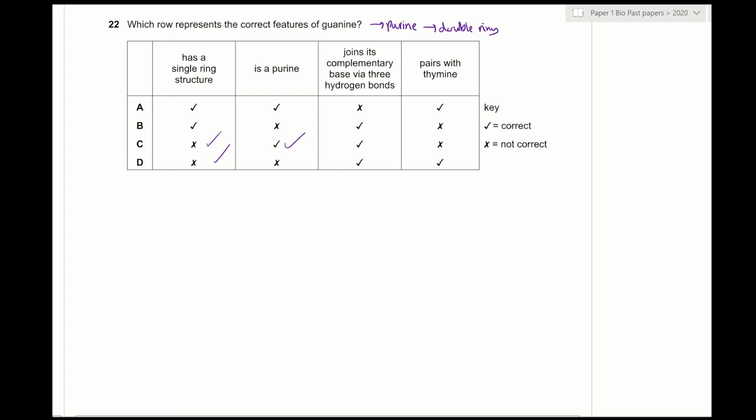Joins complementary base via 3 hydrogen bonds. As we all know, cytosine pairs with guanine via 3 hydrogen bonds, and adenine pairs with thymine via 2 hydrogen bonds. So this is correct. And pairs with thymine, as I just mentioned, it pairs with cytosine, not thymine. So this is correct. And the answer is going to be C.